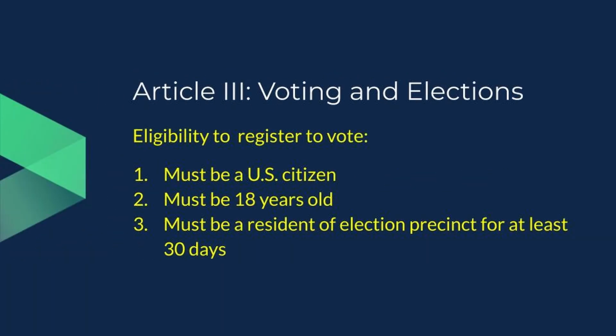Article 3, Voting and elections. Eligibility to register to vote. 1. Must be U.S. citizen. 2. Must be 18 years old. 3. Must be a resident of the election precinct for at least 30 days.